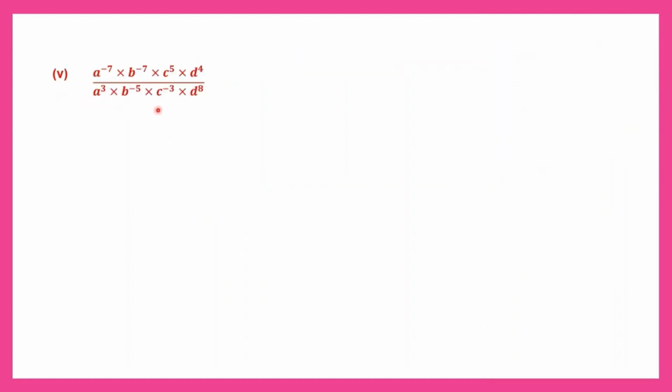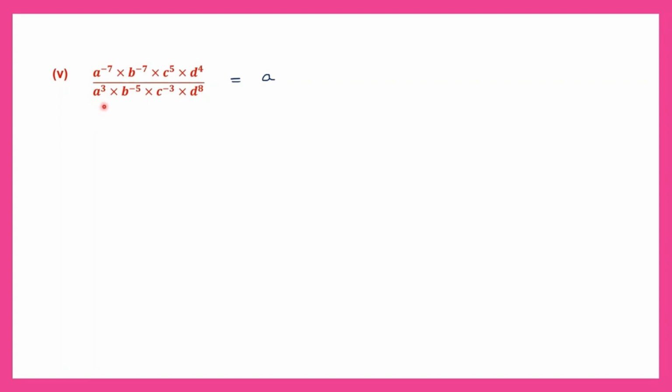Question 5, we have a question here very clearly written. So now let's take each variable and see the exponent. The index form, it's been given there, the power. Let's see how to write it. So let's begin with the first one, that is the letter A. And here we have minus 7 in the numerator. In the denominator, we have a to the power of 3. That is a to the power of minus 7 divided by a to the power of 3.